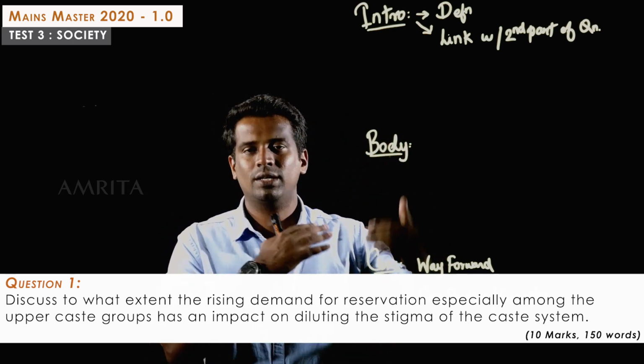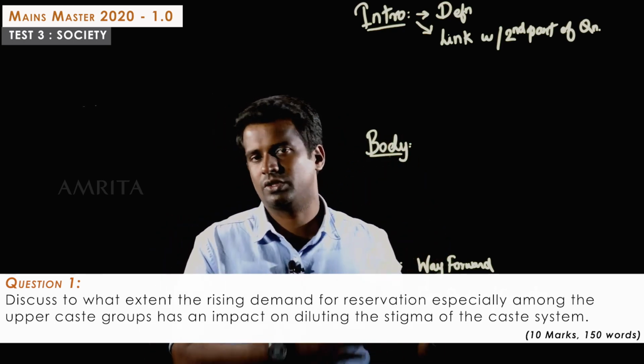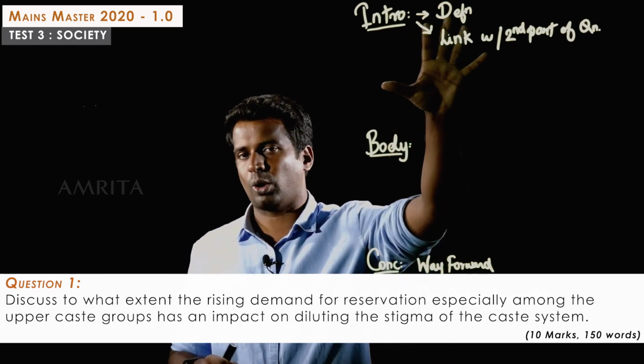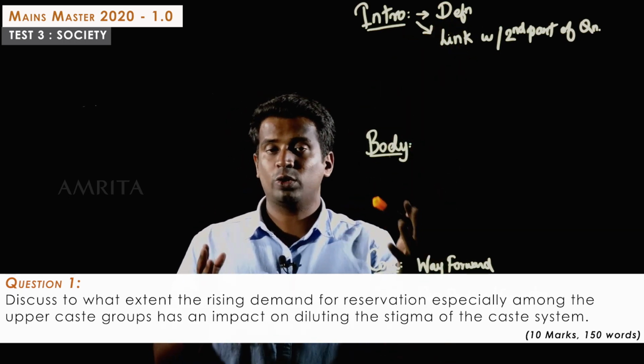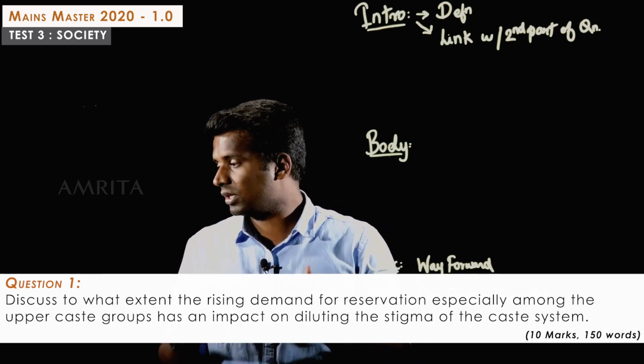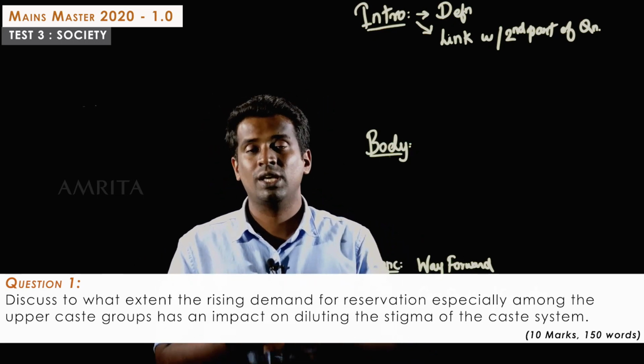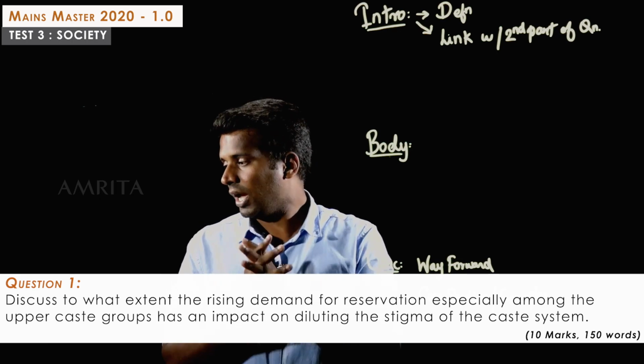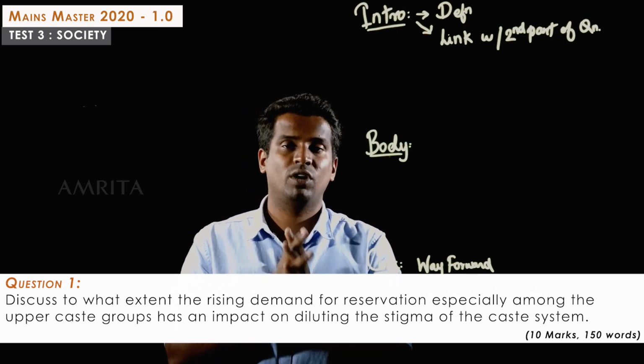I'll give a detailed analysis of what is to be written later. Let me just finish off the structure. That should be the proper introduction for you. Then what do you write in the body? The question is: discuss to what extent the rising demand for reservation, especially among the upper castes, has an impact on diluting the stigma of the caste system.